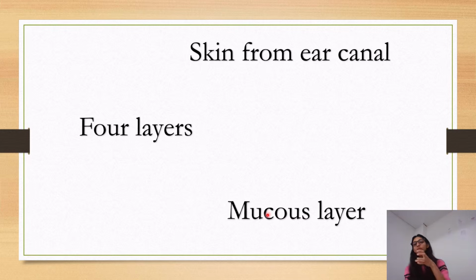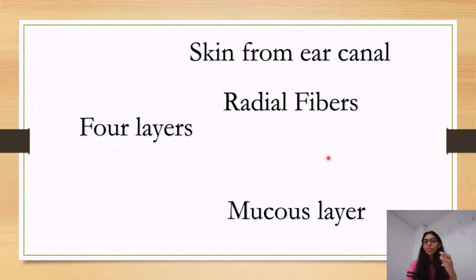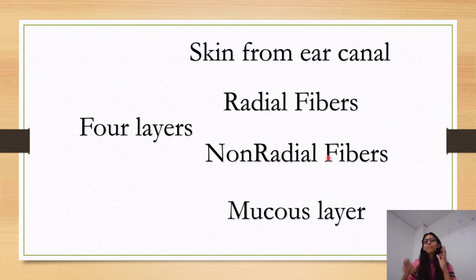But when you move to the pars tensa, it has another fibrous layer, which can be divided into two parts. The fibrous layer has a layer of radial fibers, and between this layer of radial fibers and the mucosal layer, we have a layer with non-radial fibers.